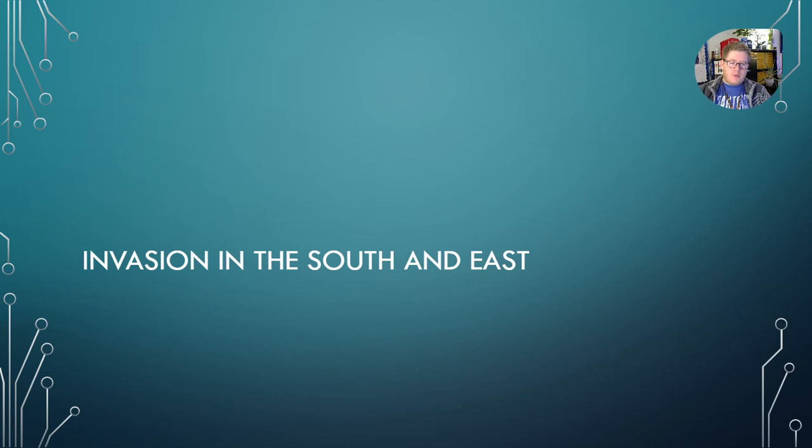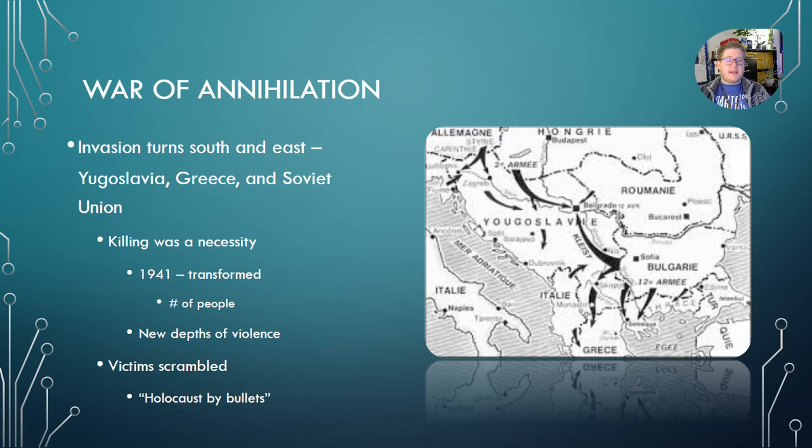So, lecture number 1 is primarily going to focus on the Nazi invasion of the Balkans and the Soviet Union. So, we'll start by looking at Yugoslavia and Greece, and then we'll wrap up this section by looking at the Soviet Union. So, it's important to understand that this is a war of annihilation. In going into 1942, well, still partially 1941, the invasion will turn south and east, primarily towards Yugoslavia, Greece, and the Soviet Union. It's important to understand that the goals of racial purification that the Nazis were working under made it so that killing was a necessity.